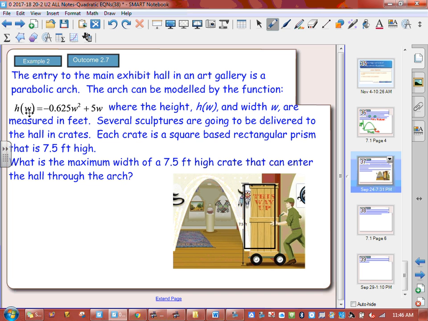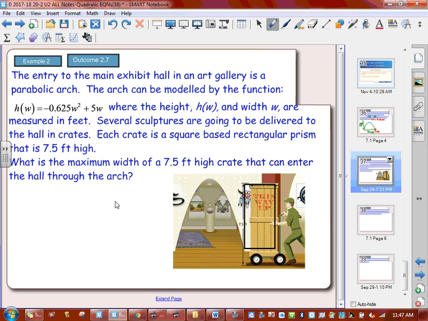Okay, so now we're going to change our equation in our y equals. Now let's see what it's actually asking us. It says the entry to a main exhibit hall in an art gallery is a parabolic arch. The arch can be modeled by this function, where height and width are measured in feet. Several sculptures are going to be delivered to the hall in crates. Each crate is a square-based rectangular prism that is 7.5 feet high. What is the maximum width of that crate that can enter through the arch?